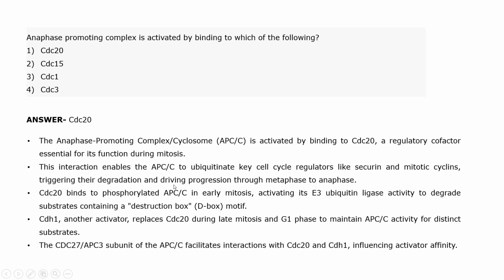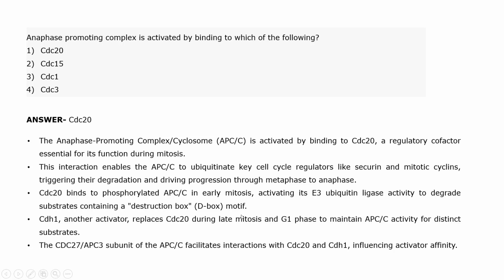So this interaction enables the anaphase promoting complex to ubiquitinate key cell cycle regulators, cyclin, securin as well as mitotic cyclin, including cyclin B, which is needed for maintaining the M phase, and triggers their degradation by the proteasomal degradation mechanism, followed by driving the progression through metaphase to anaphase, which helps in the separation of the sister chromatids. It binds to the phosphorylated APC complex as we had in early mitosis, activating E3 ubiquitin ligase activity to degrade the substrates containing a destruction box motif, right?